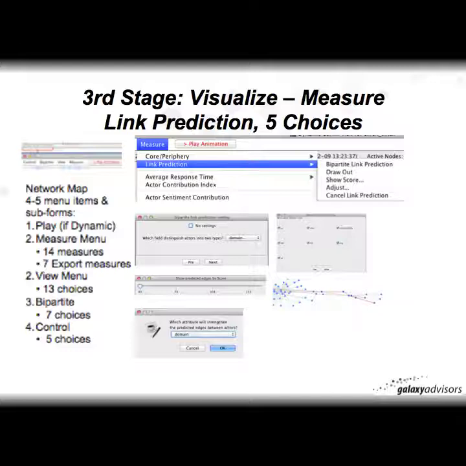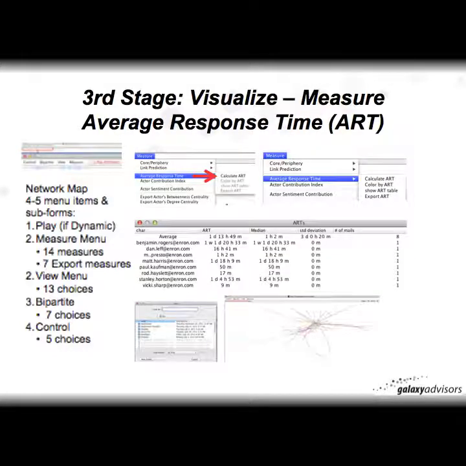And then you can adjust that and actually cancel the link prediction. When you look under the average response time, actually it's a 2-step. You first click average response time, calculate ART, and then after it's calculated, you come back and click on measure average response time, and then you'll see the color by ART, show by ART, and export by ART are now available for your choosing. Now when you select on the table, it's going to give you this table.